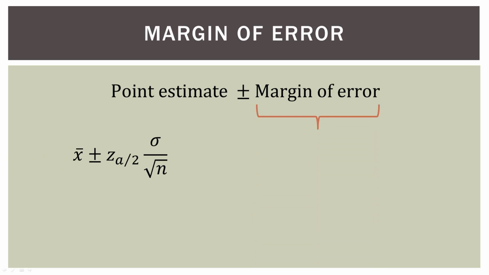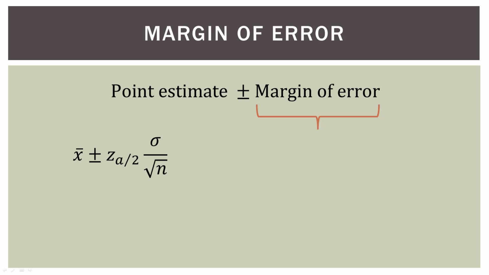So remember that the general formula for this was the sample mean, x bar, plus or minus the z, alpha divided by 2. Now remember, that is just the boundary of our confidence interval. So if we want 95% confidence, that would be plus or minus 1.96.